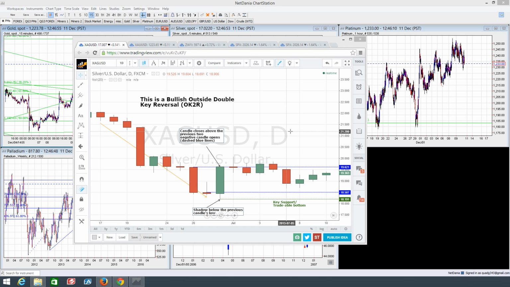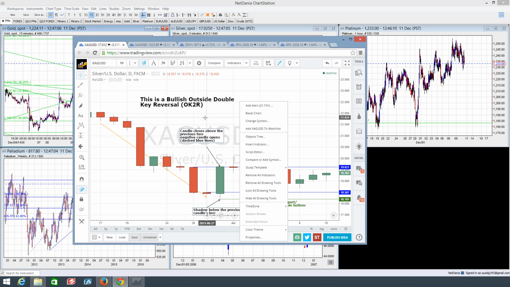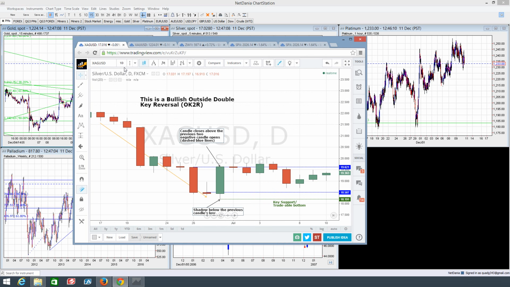I'm Quad G and we're taking a look at engulfing candles in this video, starting off with the outside key reversals. In this particular example, we're looking at silver on a daily chart, and you can see back here in late June of 2013, on a daily closing basis, we had an engulfing candle to the upside, closing above the previous 1-2 opens. So that would be a bullish outside double key reversal, or an OK2R.